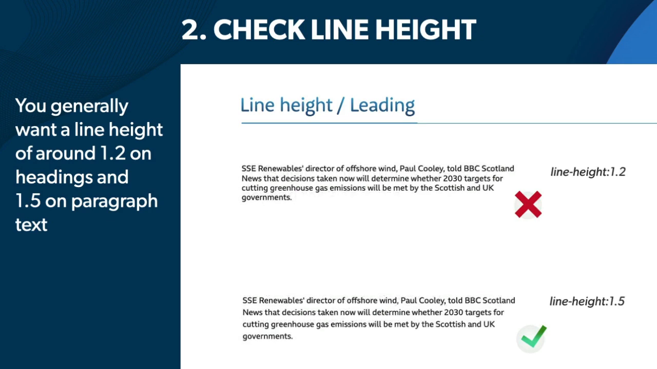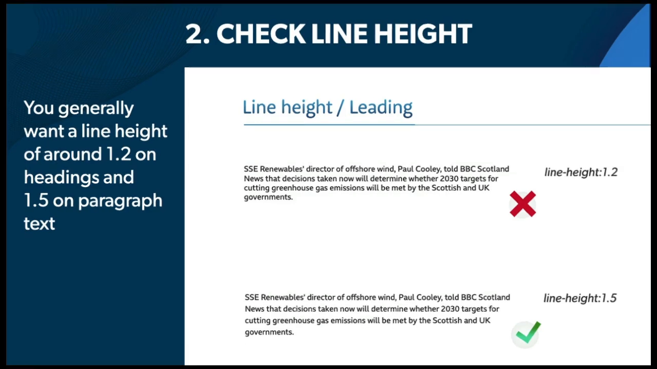And if we look at paragraph text, it's kind of the opposite. What we want to do is try and set it at about 1.5, which is the bottom example, and 1.2 is on the top, and that's just too tight. It's quite hard to read that. It just doesn't look that great, and you want to really get your typography to breathe. By giving it a line height of 1.5 on the bottom example there, it just looks so much better and so much more readable.